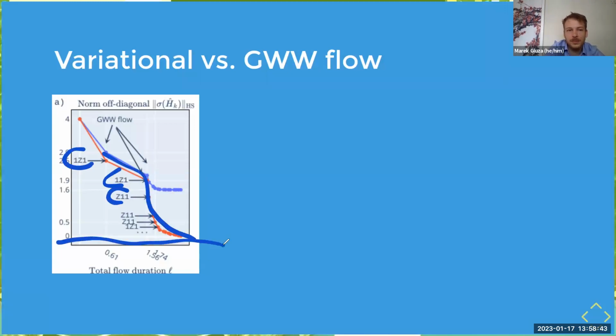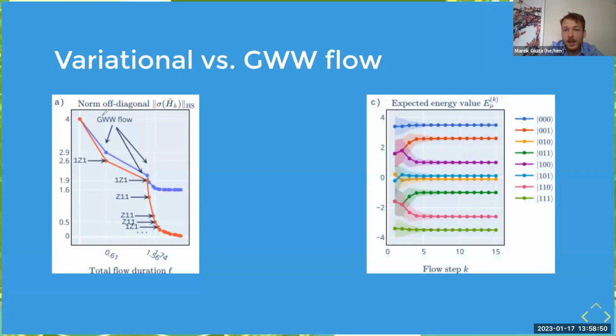I fully diagonalize my state, and here I told you that the GWW flow is sometimes sensitive to symmetries. So when I'm using the variational case, I start with some state that has a lot of energy fluctuations. As I'm flowing it forwards, the fluctuations are going away. So here I conclude I have an eigenstate, here I have an eigenstate, here maybe a little bit later, here a bit earlier, here a little bit later, and here quite early.